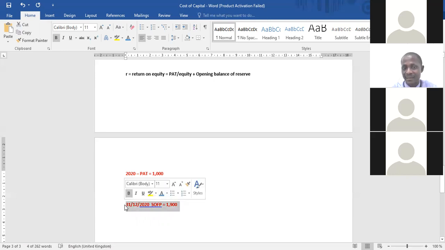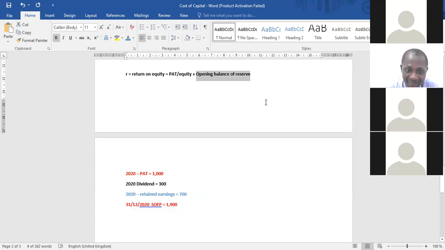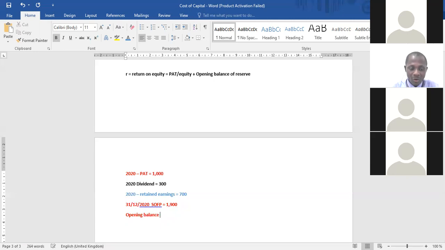So in this formula, what you need is the opening balance. How will you get your opening balance? You will say closing balance minus the retained earning for the year. So my opening balance, which is the balance on 1/1/2020, will be equal to the closing balance of 1,900 minus the retained earning for the year, which is 700. This will give me 1,200.